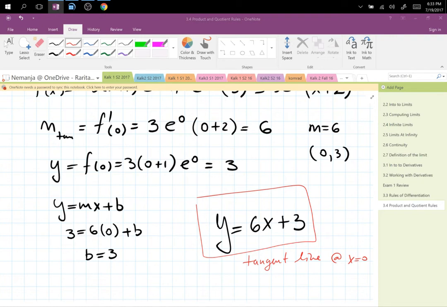So that's 3.4, product rule and quotient rule. We are going to restart the stream and do derivatives of trigonometric functions. I know, fun. This is your Calc 2 prep starting today. All right.